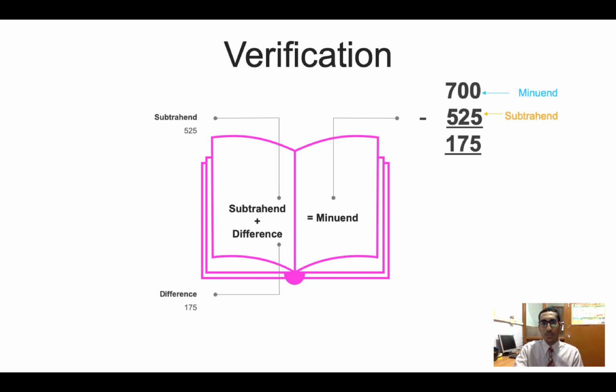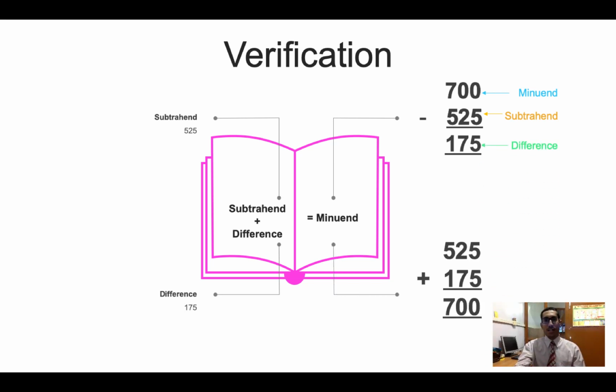Now I can see from the formula here that if I add the subtrahend and the difference, I should get back my minuend, that will be 700. You can see the difference. Now let us try and do this. 525 is my subtrahend, which I write at the top. Okay, and we can see from the formula here that my difference needs to be written at the bottom. Now in this case my difference is 175, so I write my difference at the bottom.